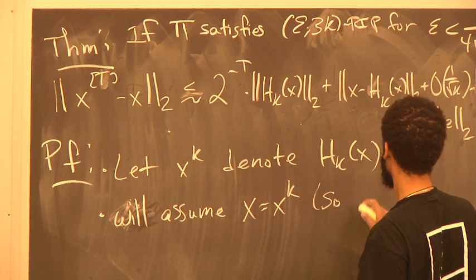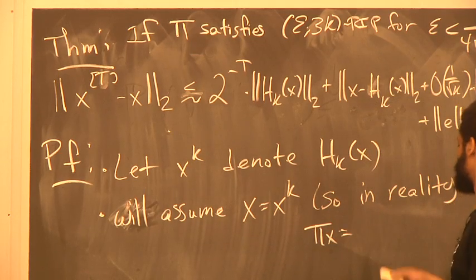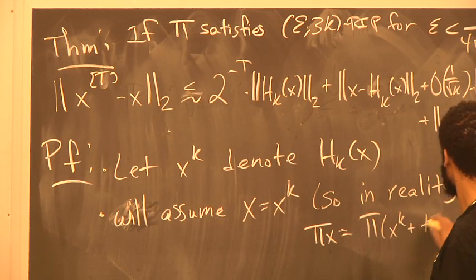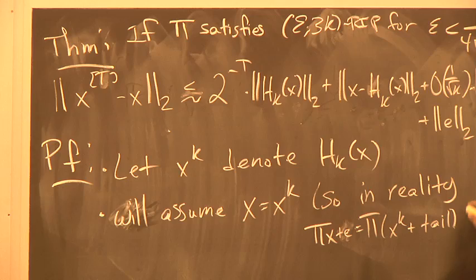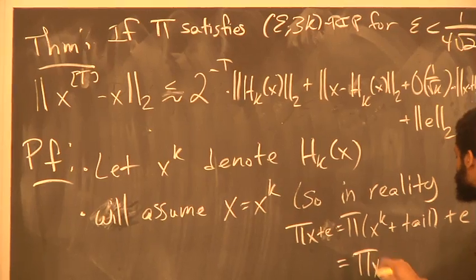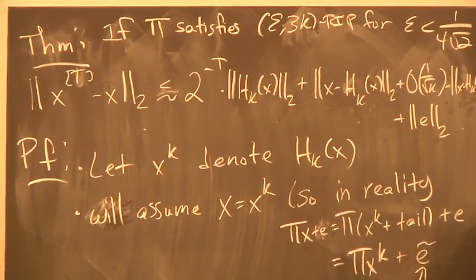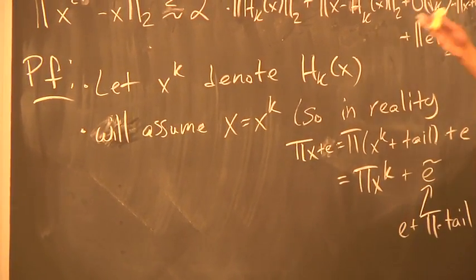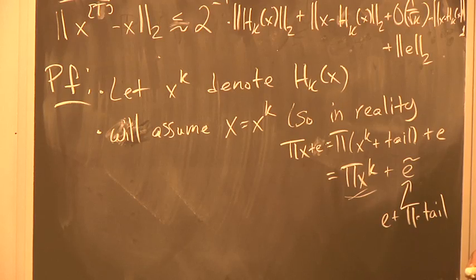So in reality, pi x is equal to pi kind of xk plus the tail. Well, let me write it like this. Pi x plus e up there is actually equal to pi xk plus the tail plus e. I'm going to view this as being pi xk plus e tilde, where e tilde is e plus pi times the tail. Okay. So what we're going to do is show this theorem, but imagine that e is actually e tilde. But then when you bound the L2 norm of e tilde, you'll get that it's at most the L2 norm of e plus the L2 norm of this thing, and this turns out you can bound in terms of these anyway. So really, the interesting thing is understanding this. Let's pretend that's actually k-sparse.